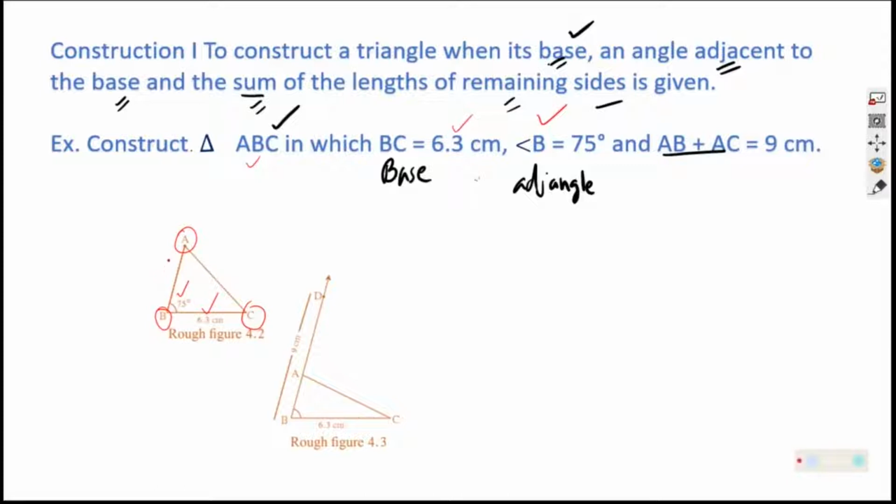Now to show AB plus AC, what do we have to do? We need to draw a second rough diagram. AB is there, BC is here, and we have to add them. AB plus AC is equal to 9 centimeters. So I draw another diagram, from the textbook itself, in which we can write the same. First you will put the base, then we will draw the angle, then you will add AB plus AC, which is nothing but 9 centimeters in this case, and we have to draw that.